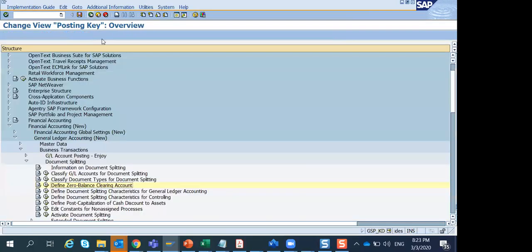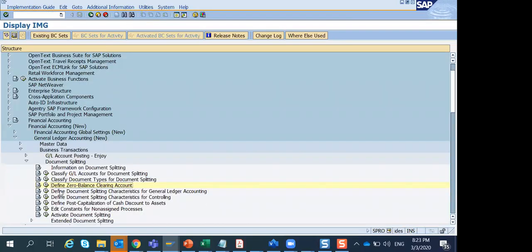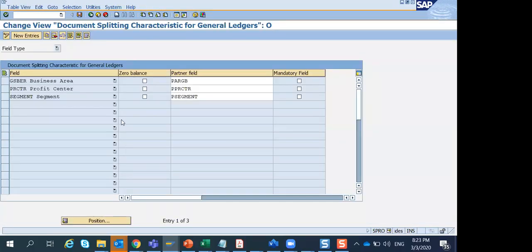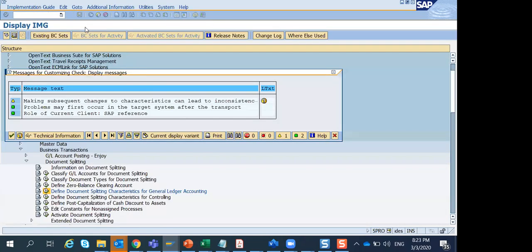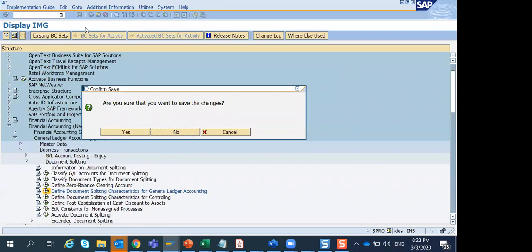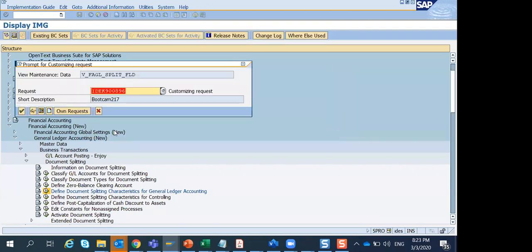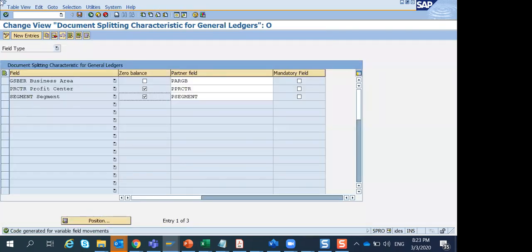This is not the only thing that you need to do. The other thing that you need to do, you need to tell the system which characteristics you want to have for the zero balance. So I want to have it on the balance in the profit centers. You can have it on the segment or whatever field that you want. So you only need to check the box on the profit center. So that means now you have assigned the GL account for the zero balance. On top of that, you've actually activated the functionality by clicking that checkbox. Okay, so we've done that.